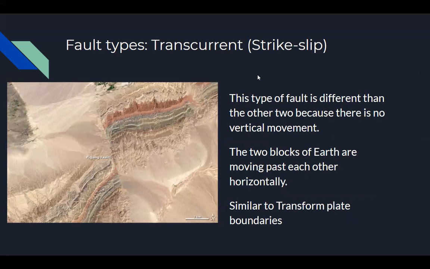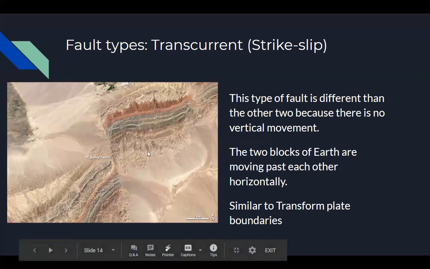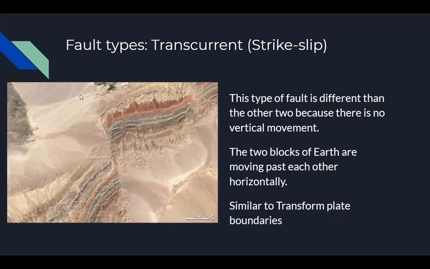Transcurrent faults, also called strike-slip faults. This is similar to a transform plate boundary because we have a portion of crust moving one way and a portion of crust moving the other. There is no vertical movement here.